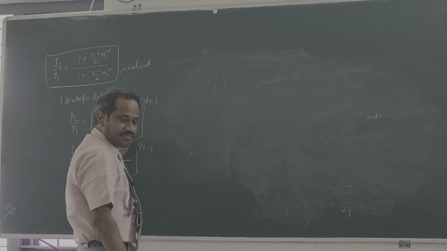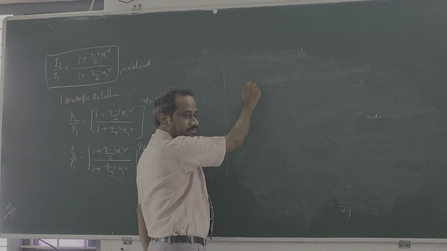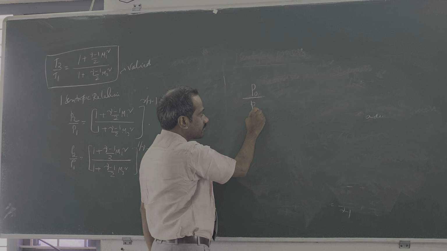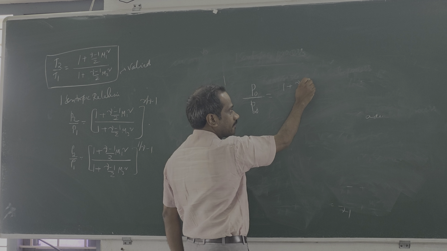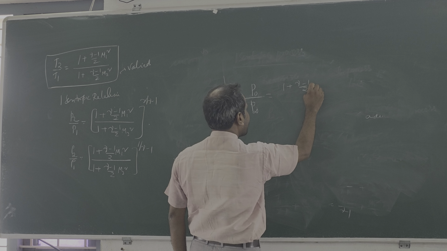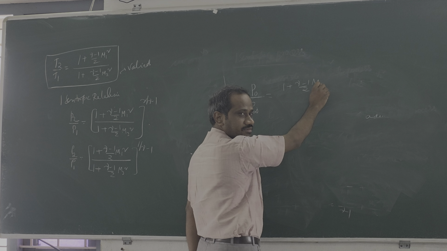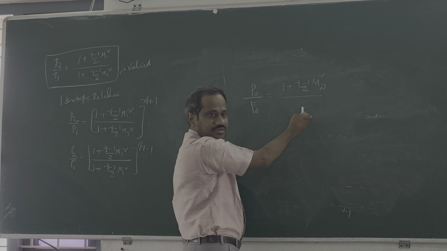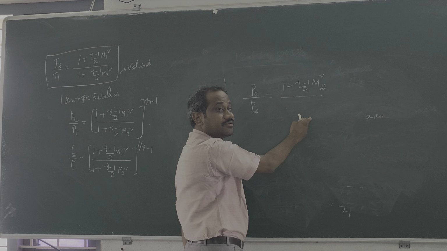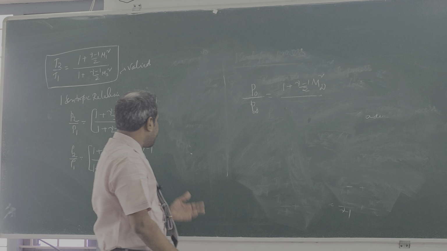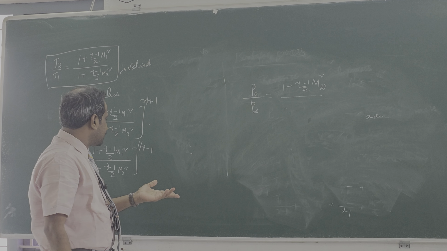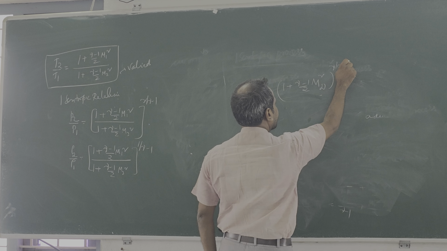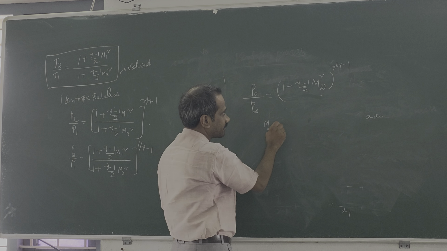Take up this formula. What is P2 here? P2 is P naught. P1 is P infinity is equal to 1 plus M1 is M infinity, by 1 plus M2. What is M2 at the Pitot? 1 plus 0. So nothing is there. Power. Find out M infinity directly.